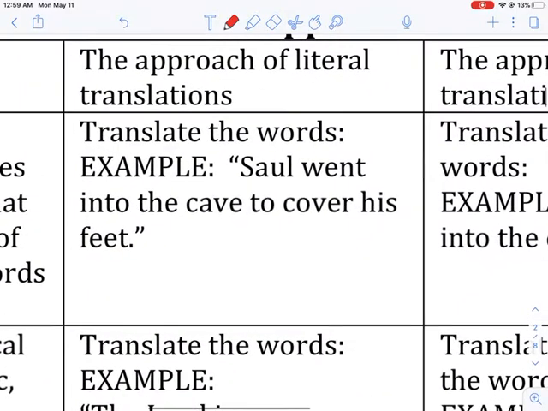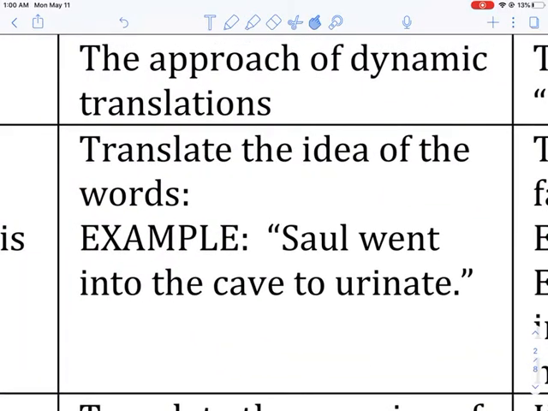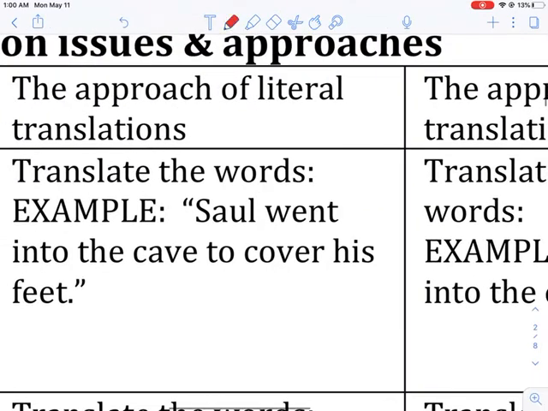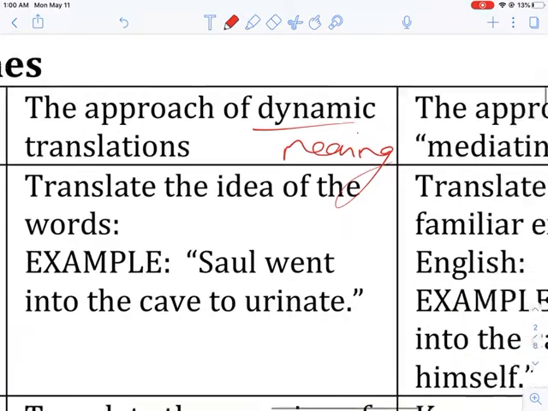So biblical Hebrew is the same way, and so there's the expression, Saul went into a cave and covered his feet. That's the literal translation. The problem is that most people don't know that expression, and so it can be confusing or mislead people in what the Bible is communicating. So approaches that are dynamic will just, again, focus on the meaning of the word. So again, the literal one is going by the words. That's your Google translation. A dynamic translation focuses on the meaning. And so how do you translate the verse? You might say something like, Saul went into the cave to urinate. So as long as you know what the word urinate means, you know what he's doing.